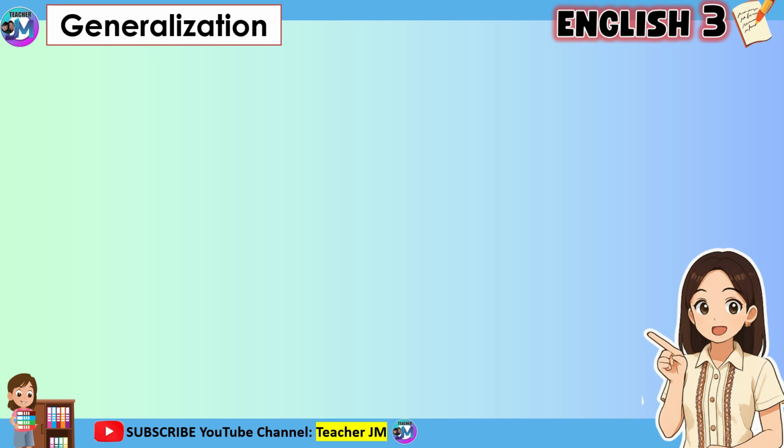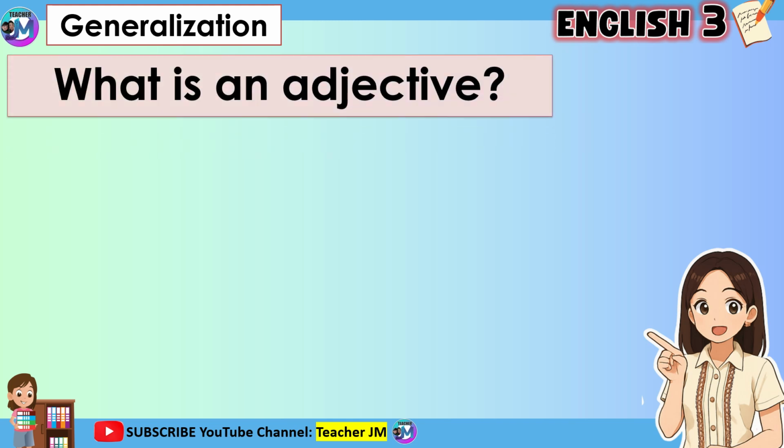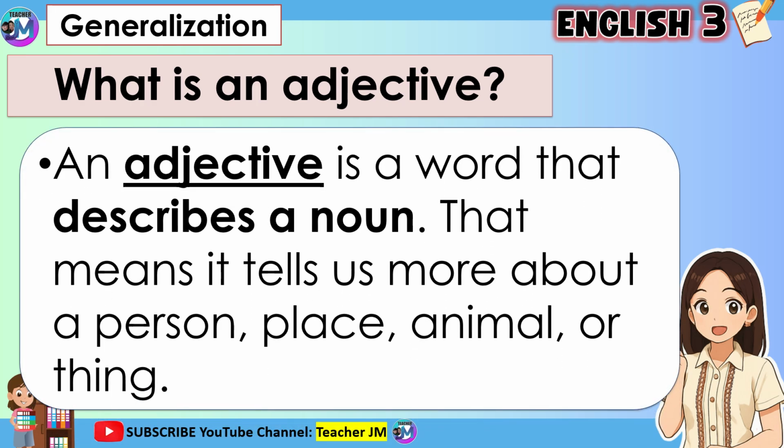Now let's move on to generalization. What is an adjective? Very good. An adjective is a word that describes a noun. That means it tells us more about a person, place, animal, or thing.